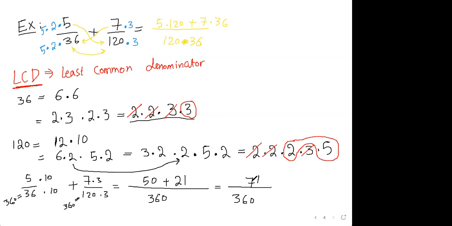This is called the least common denominator, to solve a question like the fraction when they have hard numbers.